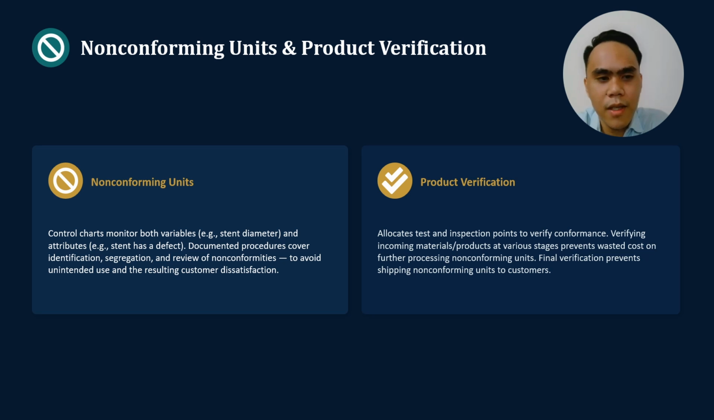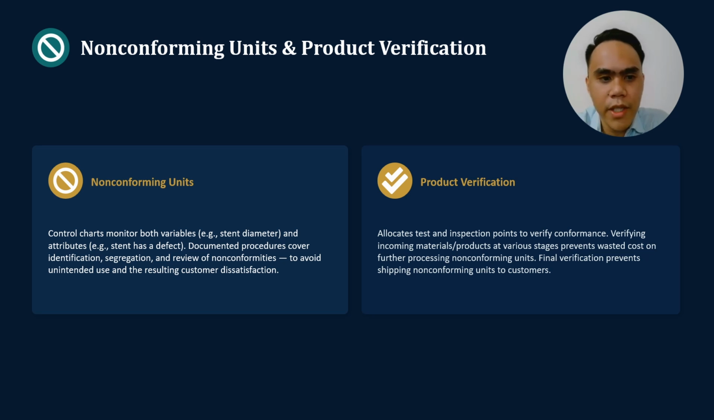This topic gives examples, like the diameter of the arterial stent, and attributes, like whether the stent contains a defect at all. The defect can be labeled as nonconformities, and documented procedures for dealing with nonconforming units should be established and maintained. So those procedures include specific steps for the identification, segregation, and review of nonconformities. The objective is to avoid unintended use of such units and the consequent dissatisfaction of internal customers. Segregation matters specifically so a nonconforming unit doesn't accidentally get mixed back in with the good product and shipped by mistake.